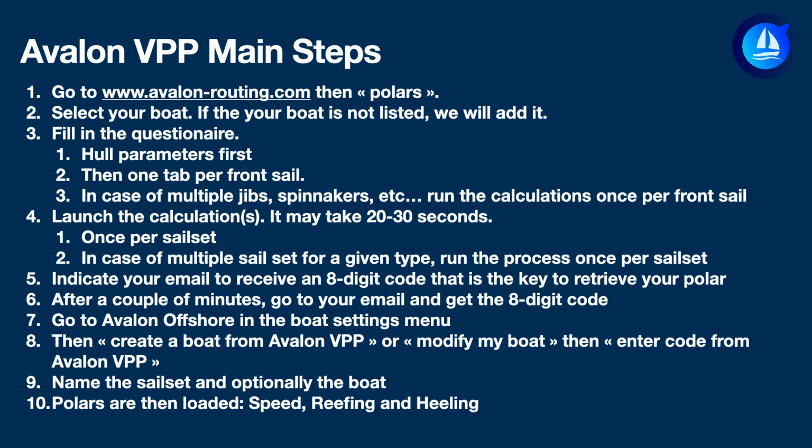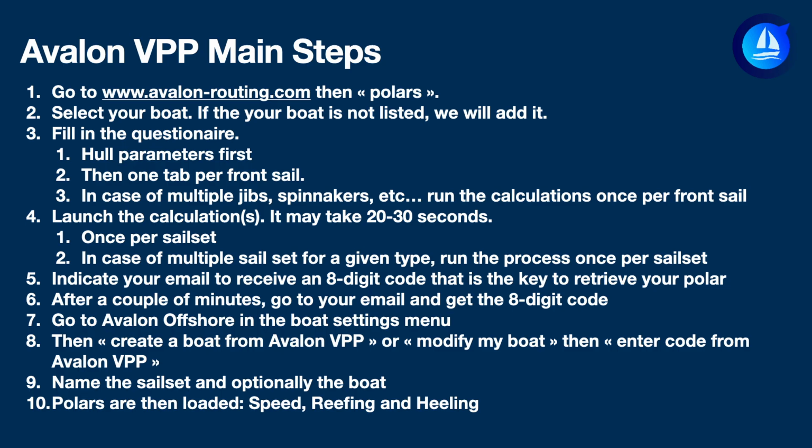In order to calculate your polars with Avalon VPP, you will need to go to our official website. You must then proceed to select your specific boat or a very similar vessel. Okay, if your boat isn't on the list, there are still hundreds, we'll add it. You'll fill out the questionnaire, first about the hull of the boat, then you'll fill out a questionnaire for each sail you want to calculate. If you have multiple genoas, for example, a genoa, a jib, and a staysail, you'll need to perform this operation several times, calculating it for the genoa and then for the staysail.